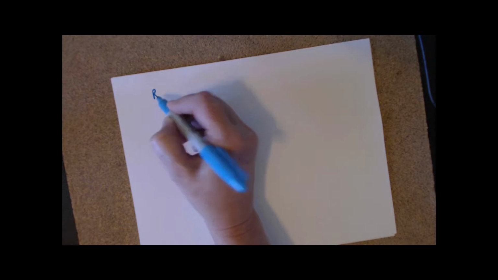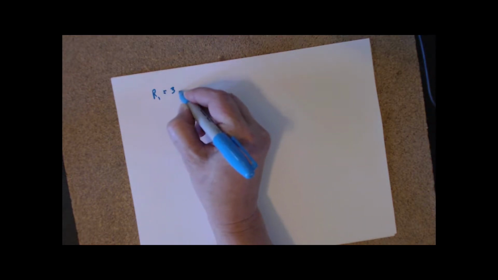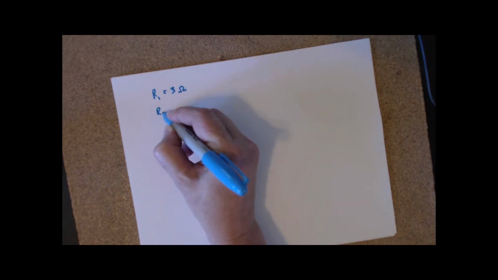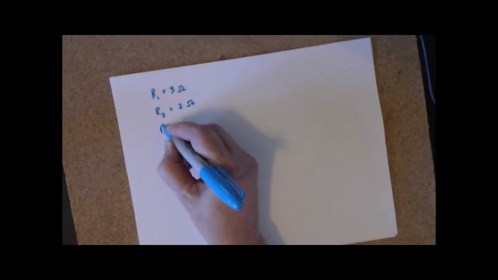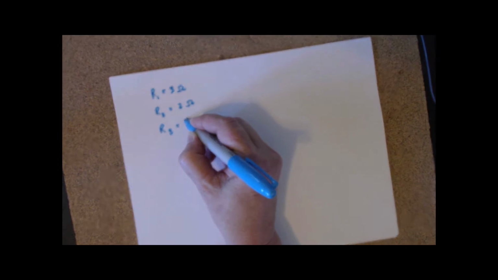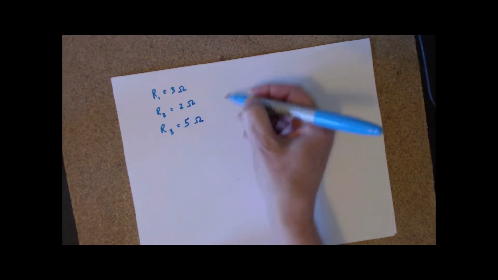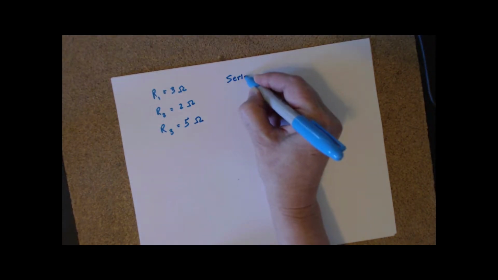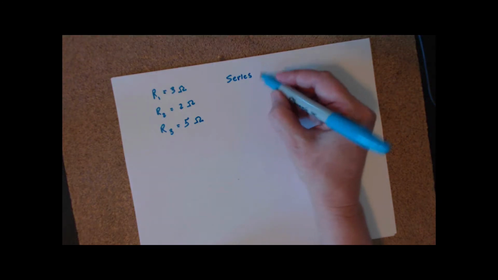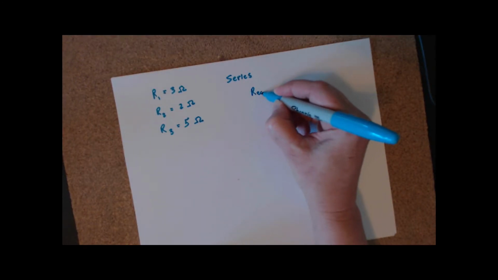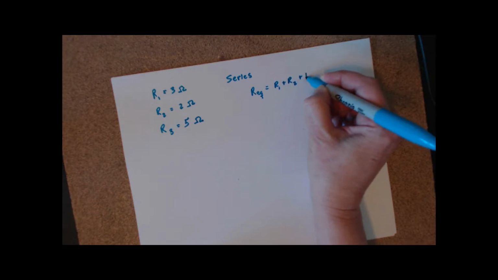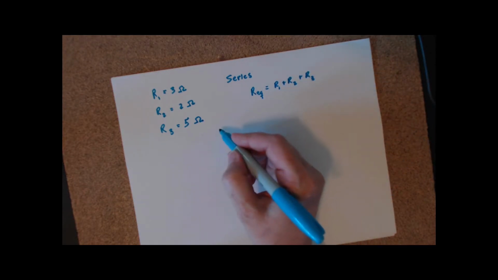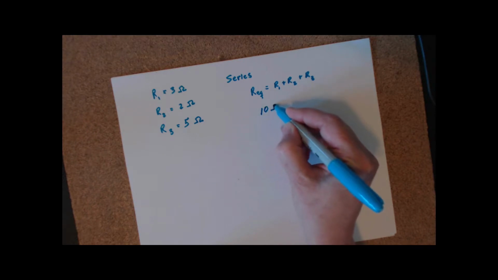Let's assume that we have a series circuit in which we have 3 resistors, each with values of 3 ohms, 2 ohms, and 5 ohms. What is the equivalent resistance of these when they're hooked together in this series circuit? When we're looking at resistors in series, all we have to do is add them up to get the equivalent resistance.